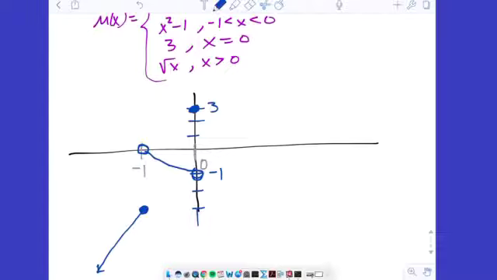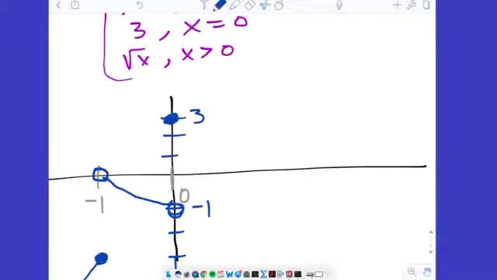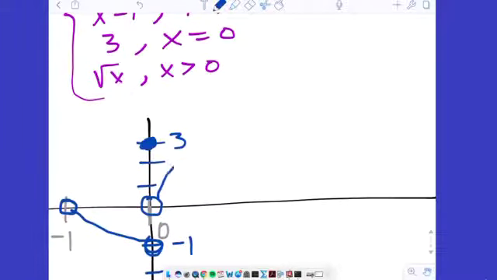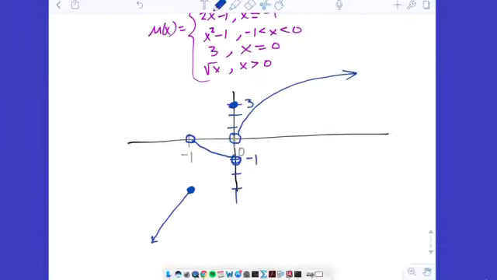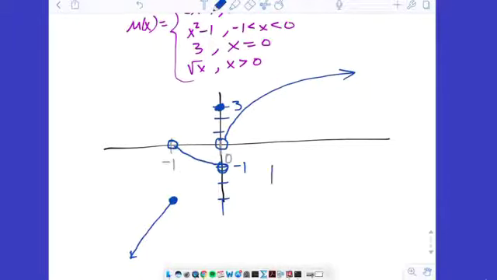Do I put a solid dot or an open circle? Open circle. So an open circle at the origin. And now it looks just like the graph of the square root of x, so it looks like that. And there is your piecewise graph. Yay. Inch by inch and piece by piece, it's easy to do. Easy to do. Let's go ahead and find the domain of m of x.